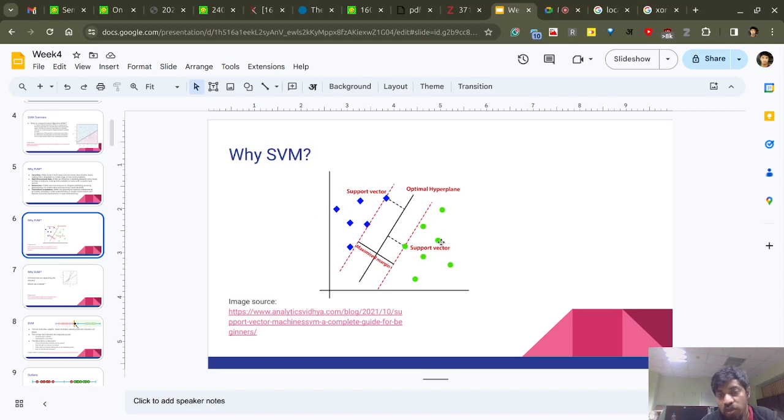So here you can see more than plus 1, 1, between 0 and 1, between 0 and minus 1.